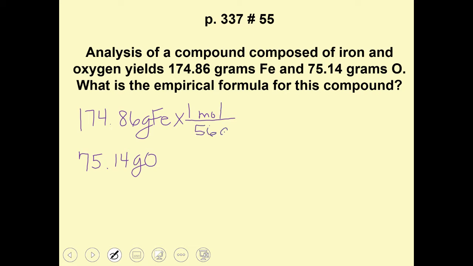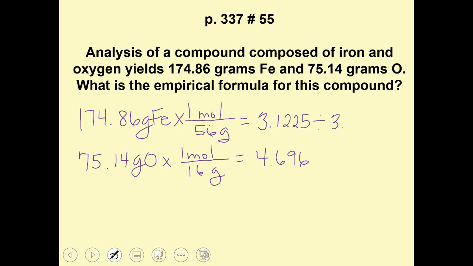So a mole of iron is 56 grams. And a mole of oxygen is 16 grams. So you do this math, you take the 174.86 divided by 56, you get 3.1225. I'm keeping at least, look at this back here, this number that you started with had 5 sig figs, so I'm keeping 5. And then the 75.14 has 4 sig figs. Divide by 16, I'm going to keep 4 sig figs. 4.696. Okay. And then divide by the smallest is the next step.